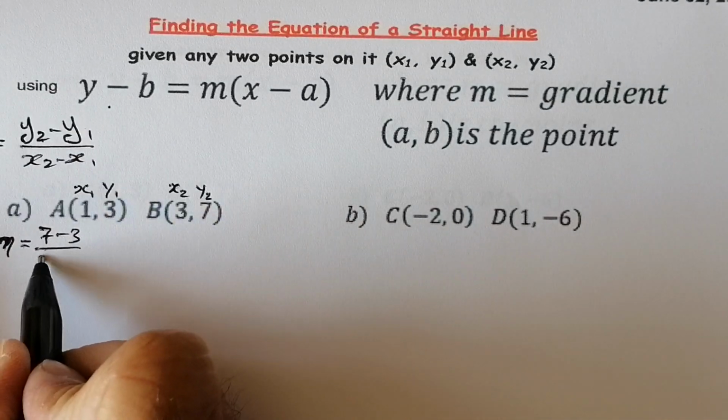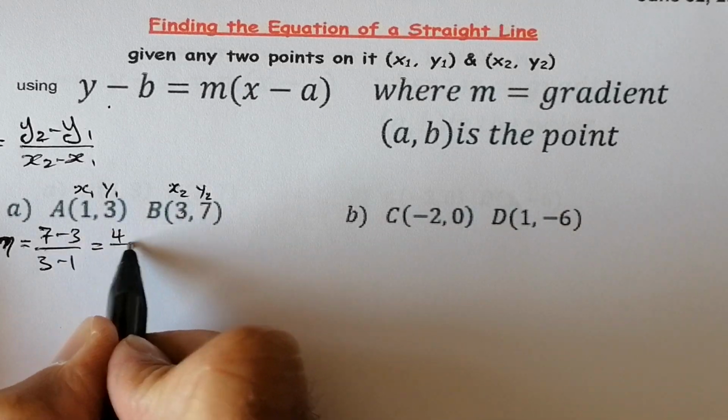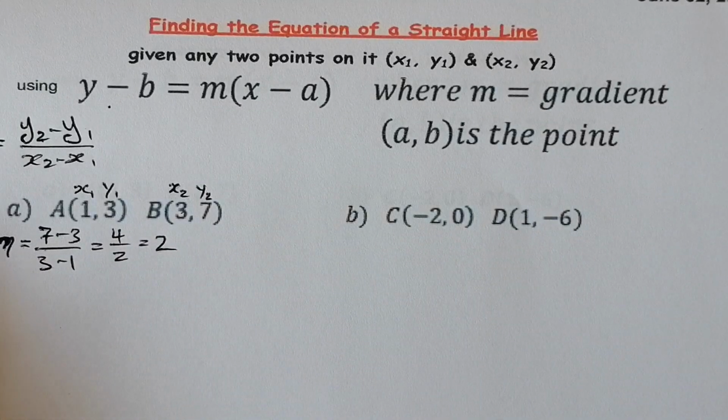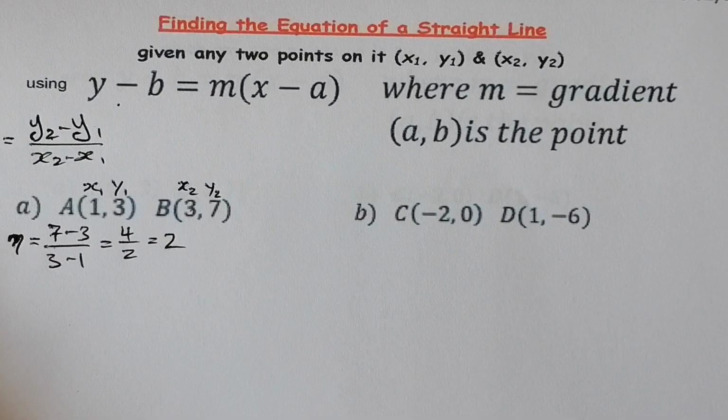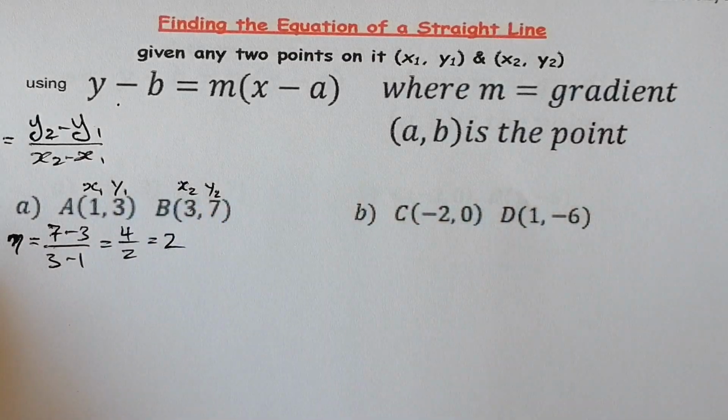And 3 take away 1 on the bottom. So on the top, 7 take away 3 is going to give me 4. That'll give me 2 on the bottom. 4 divided by 2 is 2. Okay, so that's my gradient of the line that joins these 2 points that are here.